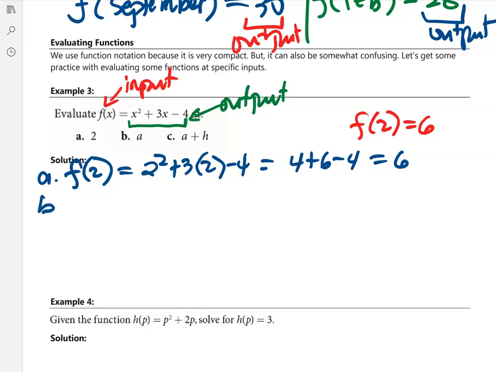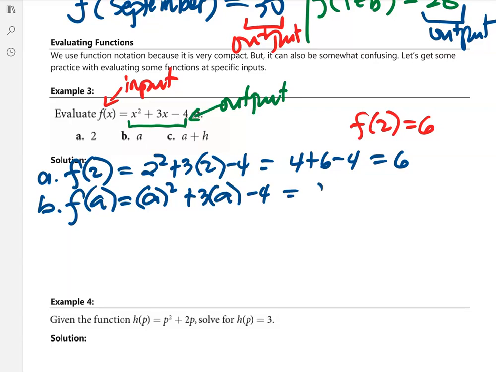Next one, letter B, a. So f of a, substitute a to the x. So that is a squared plus 3 times a minus 4. So that gives you a squared, 3 times a is 3a, minus 4. So this is your output.